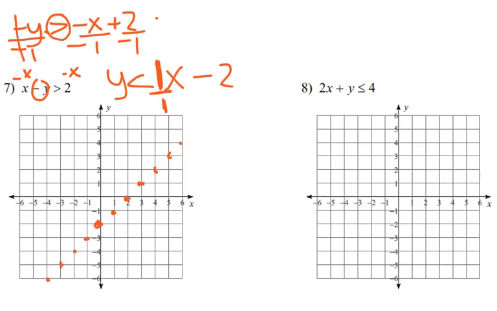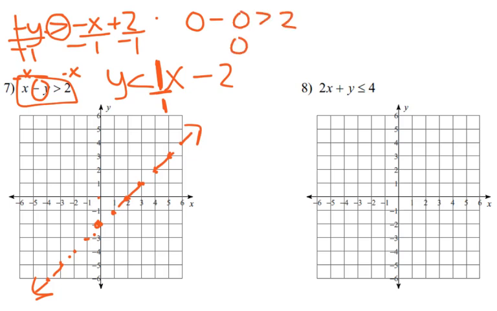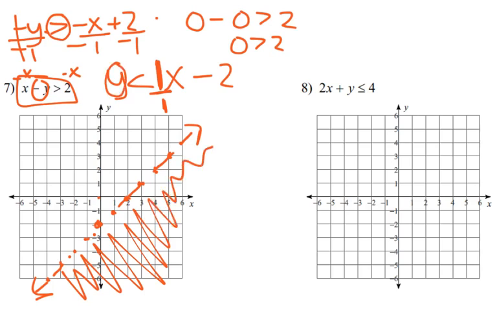There's no equal to, so I fill in my border with a dashed line. Pick my test point 0, 0, and I can put it in this one. 0 minus 0 is greater than 2. Is 0 greater than 2? No. So we're shading down here. Or I could keep it in this one and go 0 is less than 0 minus 2. Notice we basically have the same type of thing going on.